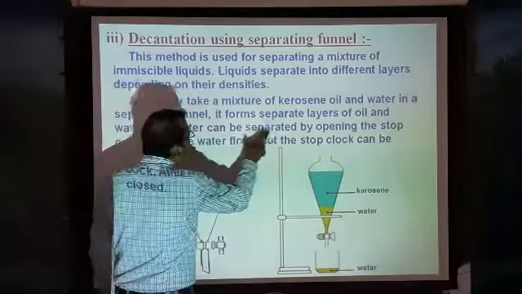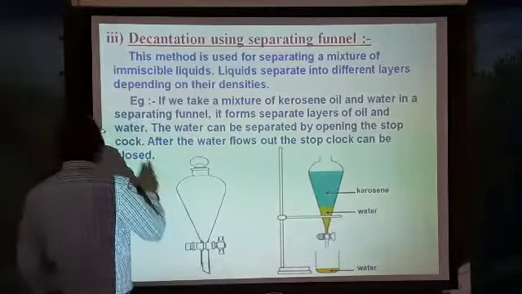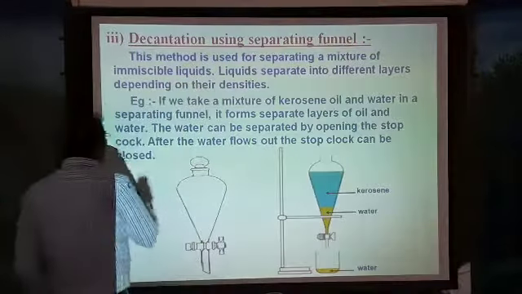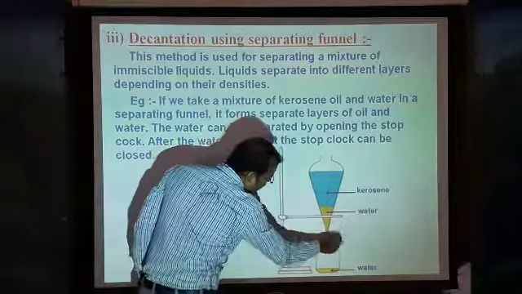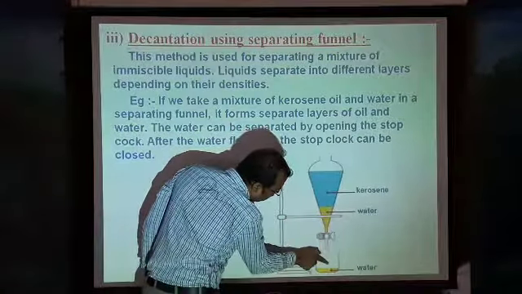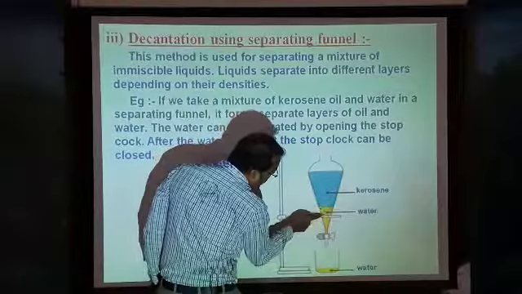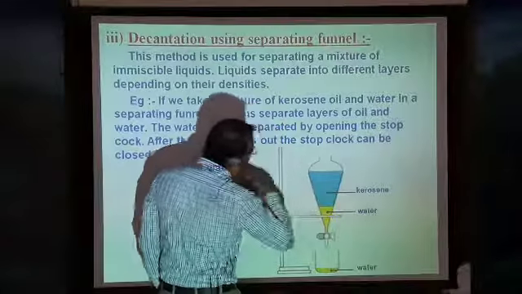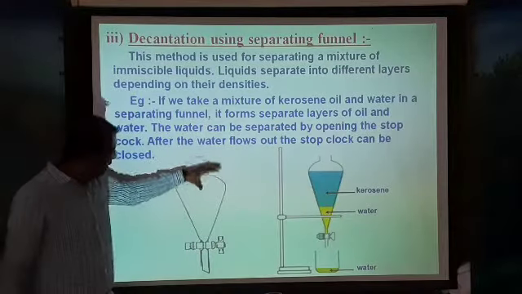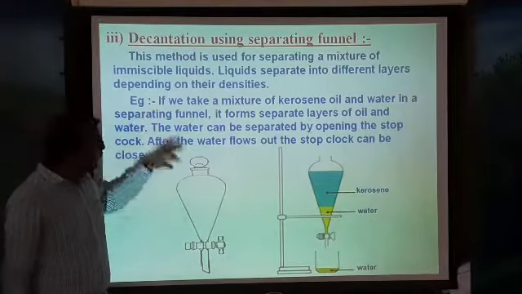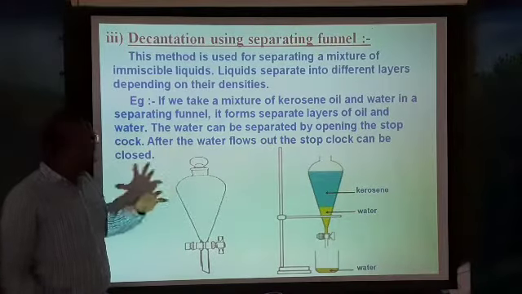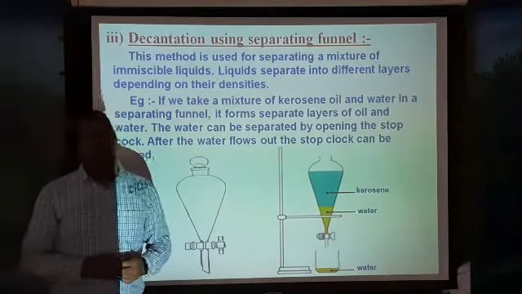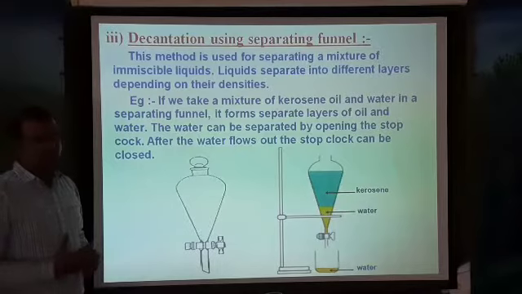The water can be separated by opening the stopcock, and after the water flows out, the stopcock can be closed. So when you open it, what happens? The water flows down into the beaker until the layer comes here, until the blue mark comes here. Easily we are able to separate it using this kind of funnel. So this funnel helps us to separate immiscible liquids. This is one more method that can be used for separating components from a mixture.